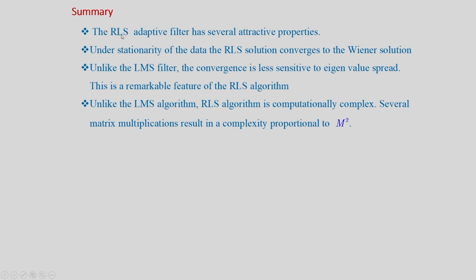Let us summarize the lecture. The RLS adaptive filter has several attractive properties. Under stationarity of the data, the RLS solution converges to the Wiener solution. This is very important. Unlike the LMS filter, the convergence is less sensitive to eigenvalue spread. This is a remarkable feature of the RLS algorithm.